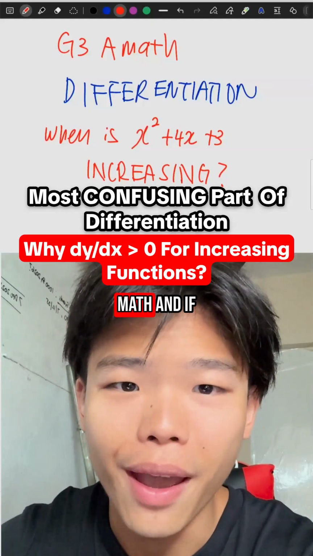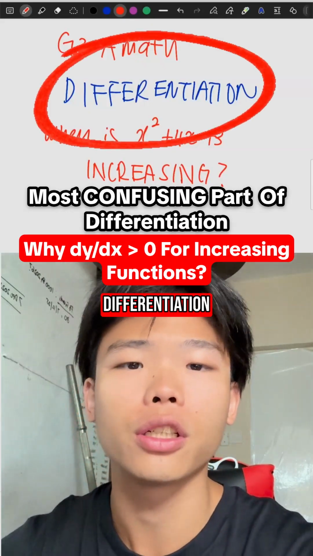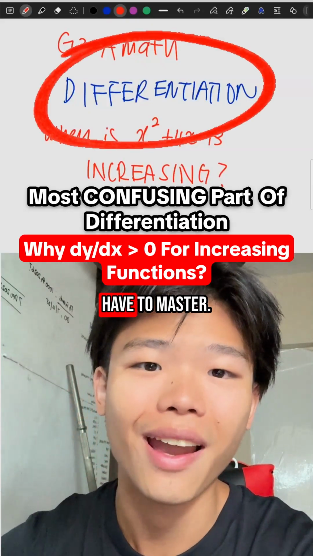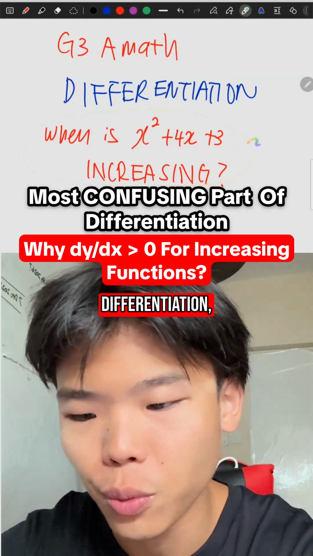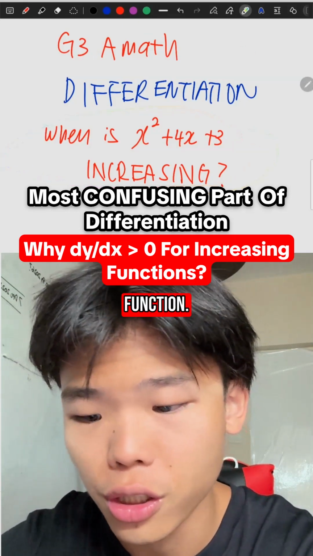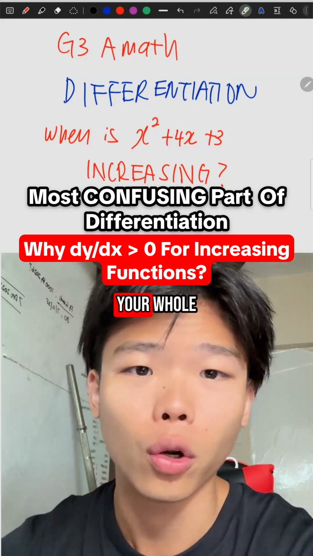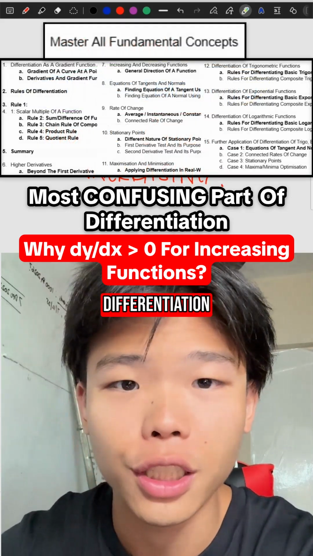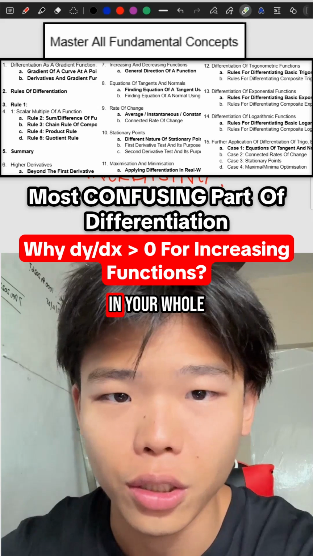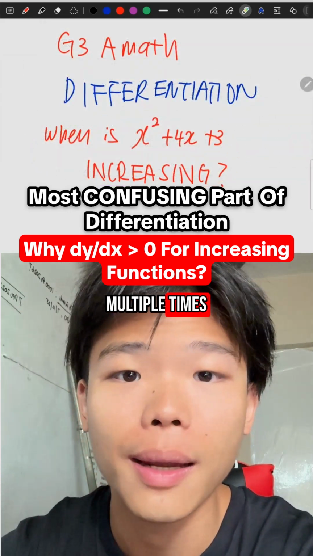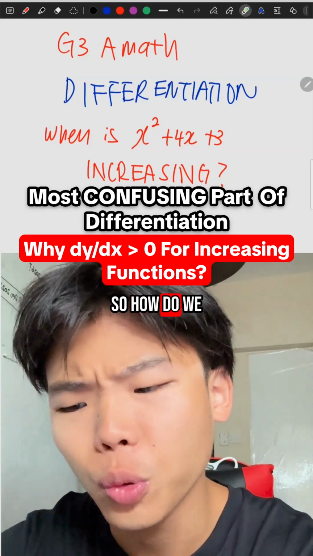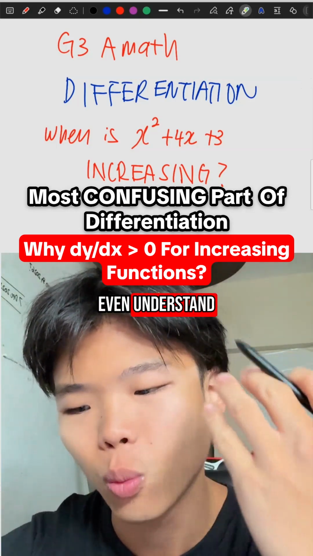If you take A Math and if you're in Sec 4, differentiation is one of the first topics that you will learn and have to master. And this is one of the first confusing things about differentiation, which is increasing and decreasing function. And this is really the bedrock of your whole differentiation chapter, because differentiation is really the biggest chapter in your whole A Math. And this application is one that will come out multiple times across all different kinds of functions. So how do we even tackle this, and how do we even understand what is going on?